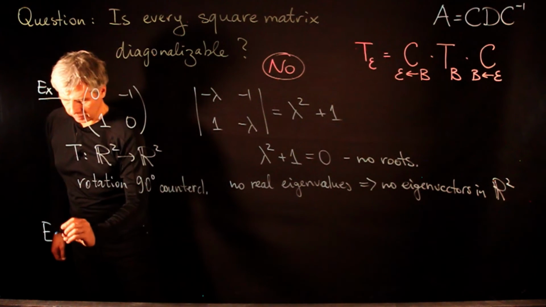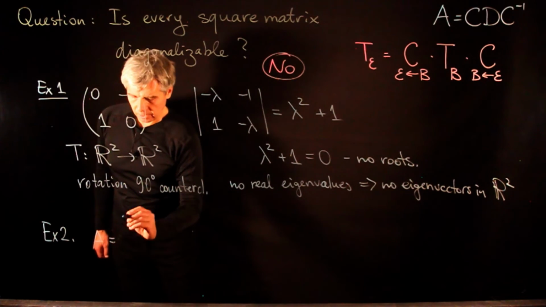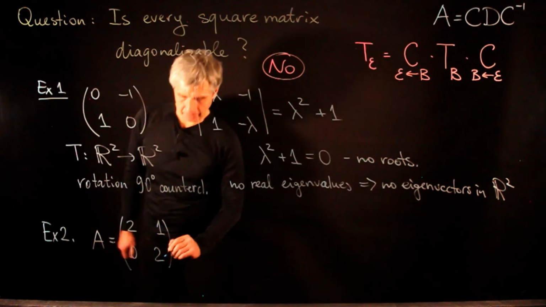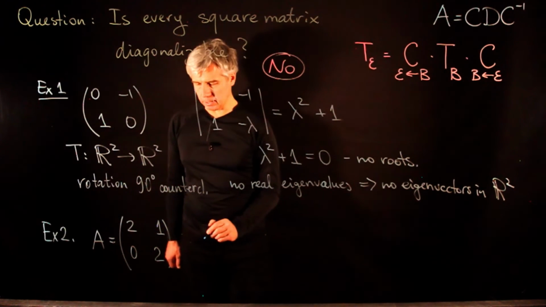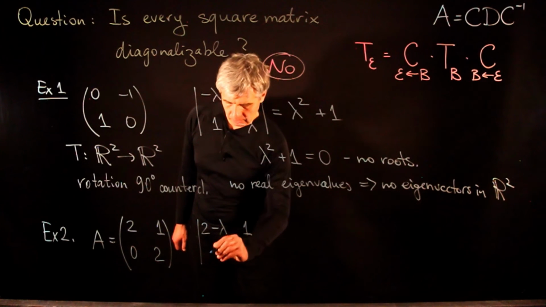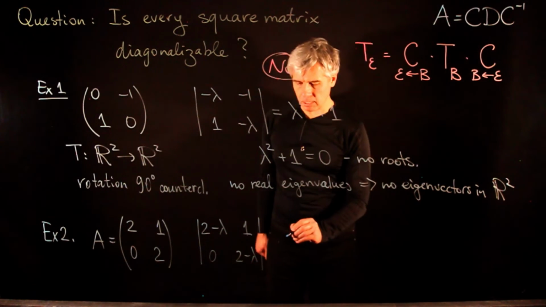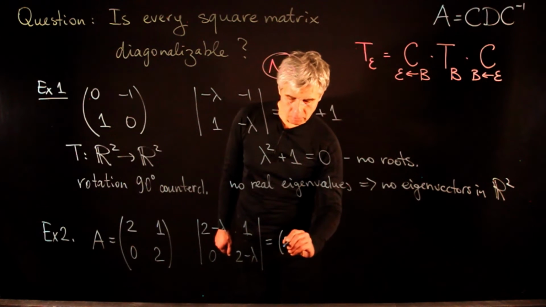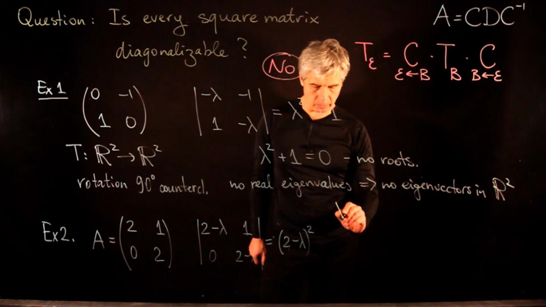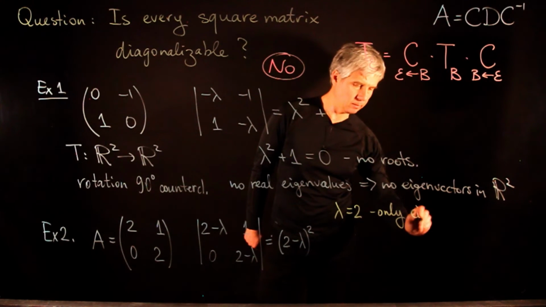The second example, let's take the following matrix. So let's take the matrix A, which is 2, 1, 0, 2. So what is the characteristic polynomial in this case? So we take 2 minus lambda, 1, 0, 2 minus lambda. And because this is an upper triangular matrix, the determinant is equal to 2 minus lambda squared. So we see that we have an eigenvalue. So we have lambda equals 2 is the only eigenvalue here.